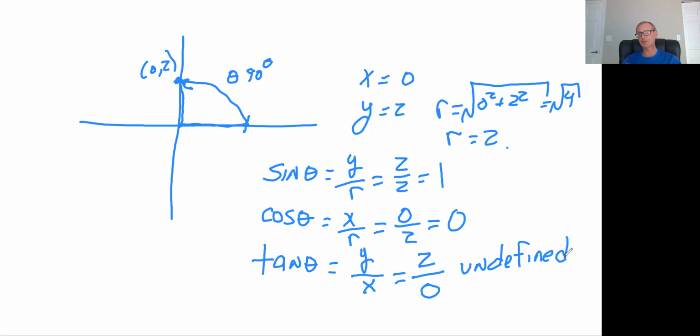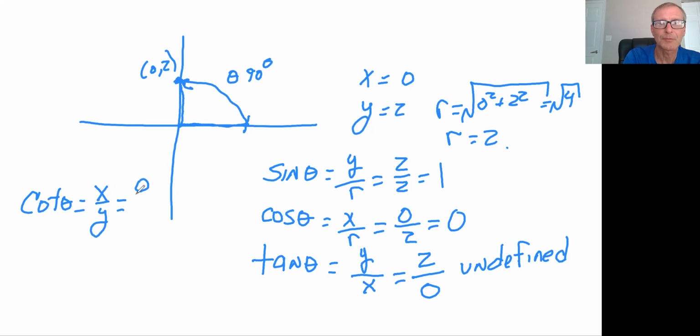And so those are how that works. You can walk through the other ones, of course, and see what they are. But let's do this one all together. Cotangent of theta, in this case, would be x over y. Here x is 0 and y is 2, so cotangent is defined, and that equals 0.